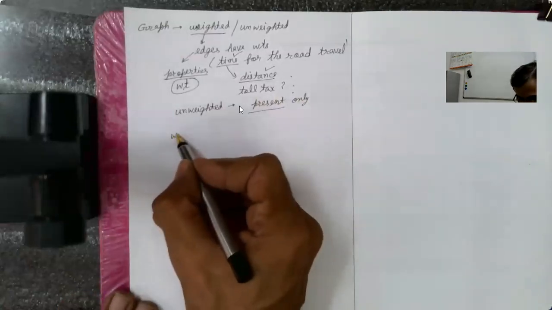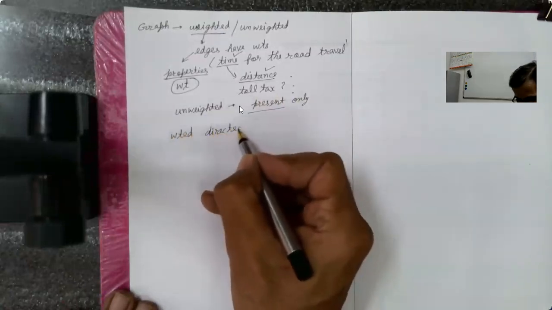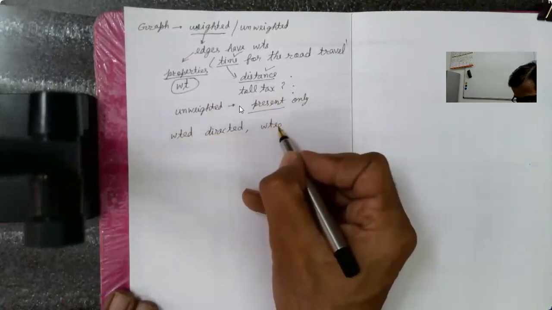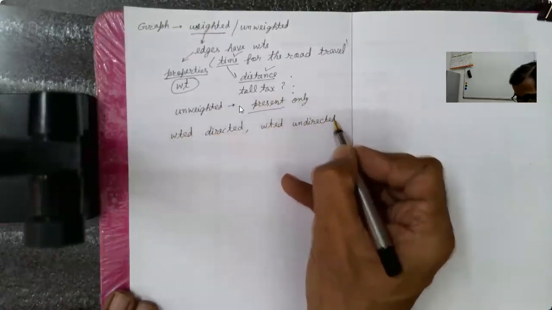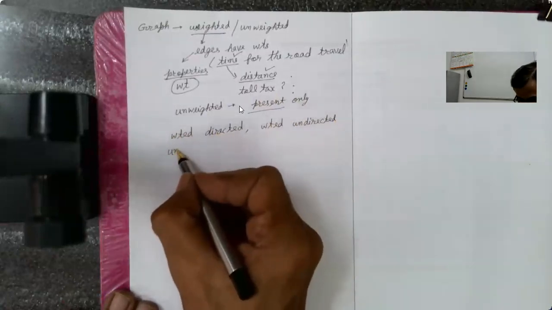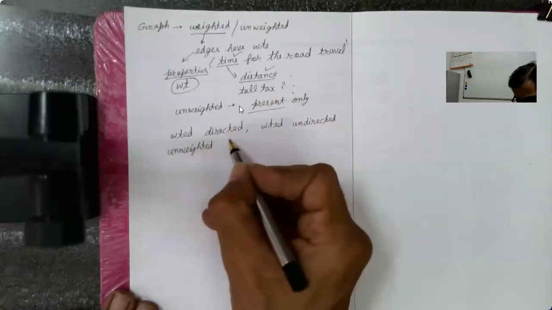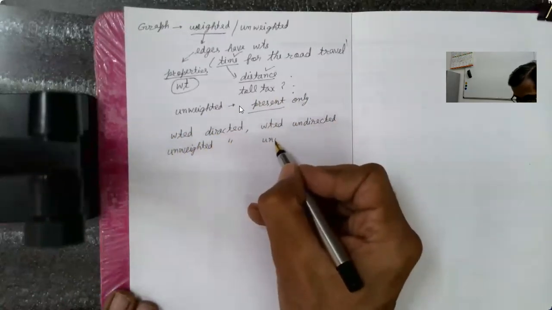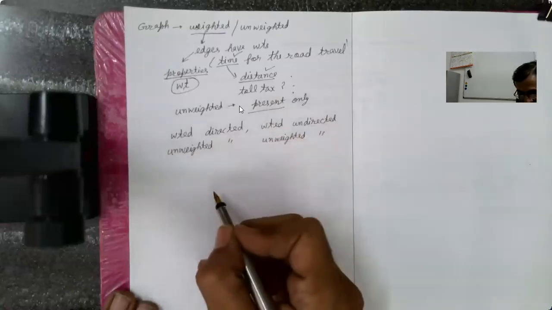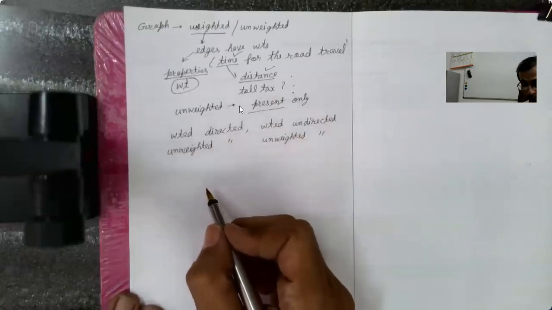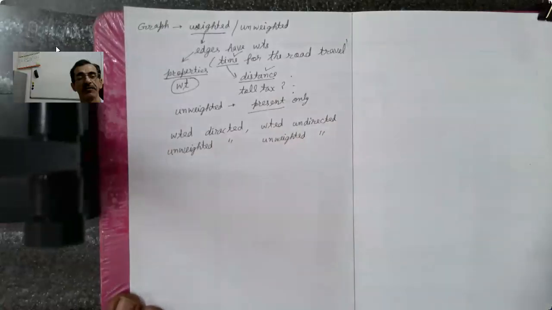So I can have a weighted directed graph. I can have a weighted undirected graph. Similarly, I can have an unweighted directed graph. And I can have an unweighted undirected graph also. All permutations are obviously possible. And all this needs to be stored in a proper manner in my algorithm for future processing.